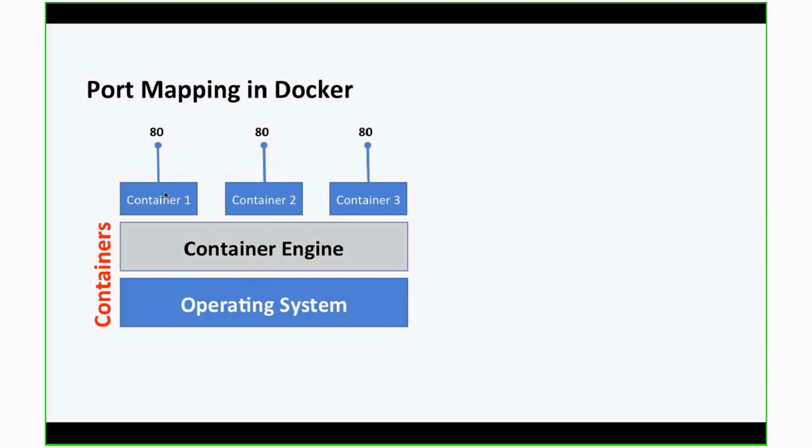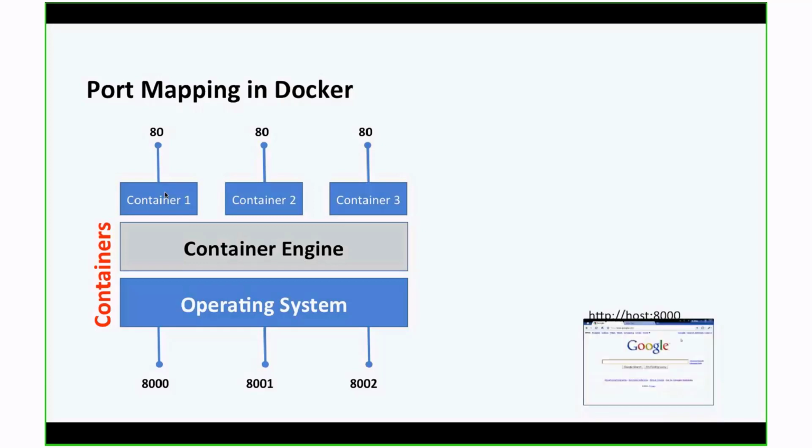Now, in order for the external world to access this container on port 80, you can do a port mapping with the operating system. On your operating system, you can take any unused port. In this case, I'm taking port 8000. And I'm doing a mapping between container 1's port 80 and the unused port 8000 on my operating system. Similarly, take 8001, map it to container 2's port 80, and 8002 for container 3.